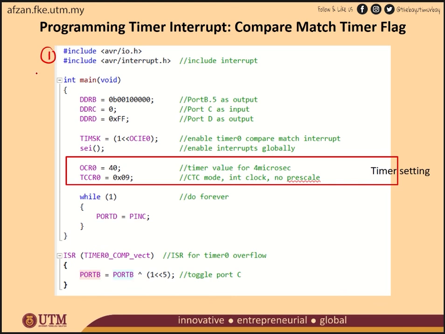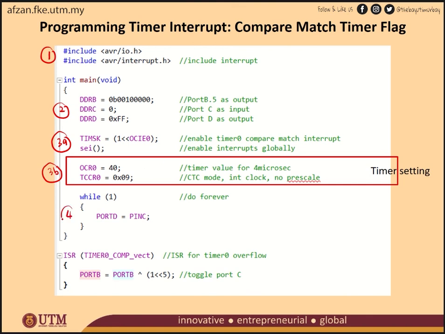Enable your interrupt header. Then follow with step number two, initialize your input output ports. Step 3A, enable your interrupt register. You have two locations to enable your interrupt: one at your TIMSK, the other one at your status register. And step 3B is the timer setting for the CTC mode. You will learn later how to do this timer setting.